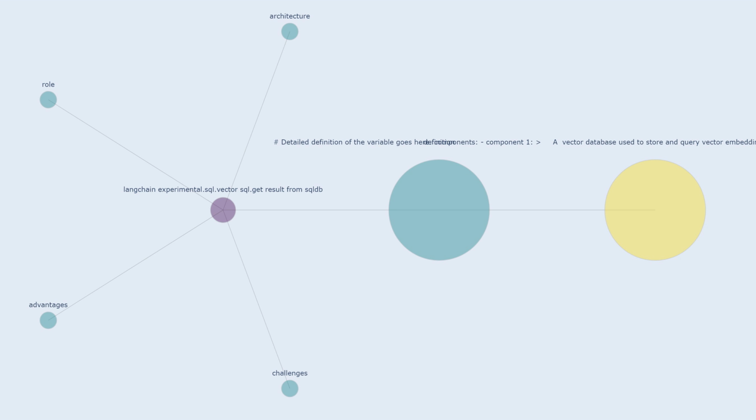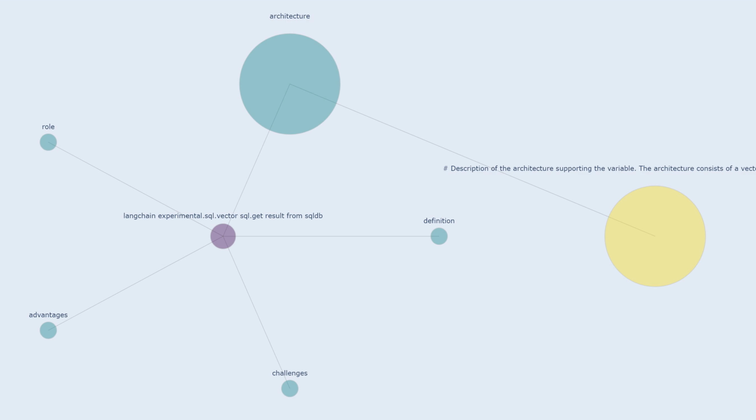Component 2. A SQL database used to store and query structured data. A SQL (structured query language) database is a traditional database system used to store and manage structured data. This data is organized in tables with rows and columns, and SQL queries are used to retrieve and manipulate the data. For example, a SQL database could be used to store customer information, such as names, addresses, and purchase history.